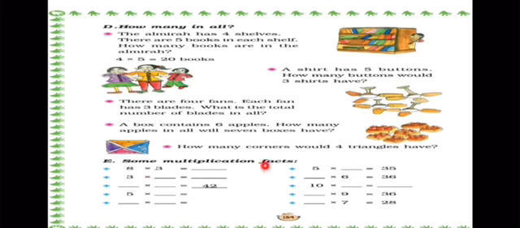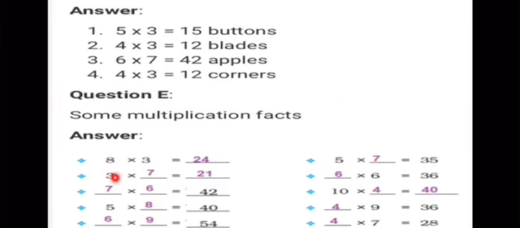Now some of the multiplication facts. So 8 3s are 24. 3 7s are 21. Then 7 6s are 42. Then 5 is given, so 5 8s are 40. Then 6 9s are 54. 5 7s are 35, 6 6s are 36, 10 4s are 40, 4 9s are 36 and 4 7s are 28. Write these numbers in your textbook.